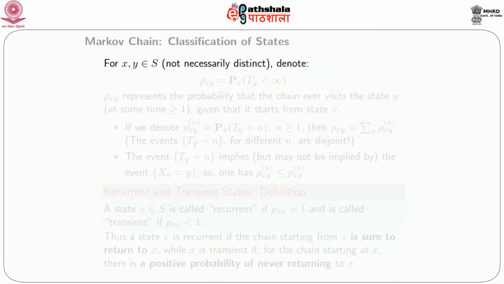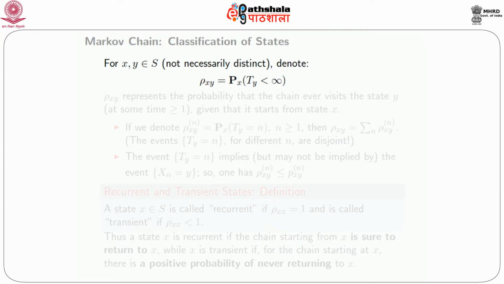Now we define a very, very important quantity for a Markov chain. It's called the hitting probability. So for x and y in S, and I emphasize that even though I'm using x and y, I'm not saying that they should be distinct. So it could be that x and y are the same state. Anyway, for x, y in S, denote rho_xy to be the P_x probability that T_y is finite.